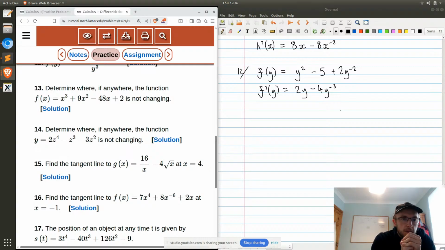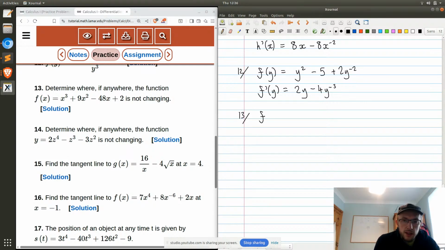Right, 13th problem. Determine where, if anywhere, the function f of x is not changing. First, we find the derivative, which is 3x squared plus 18x minus 48. Then we solve for where the derivative is equal to 0. That's where the function is not changing.